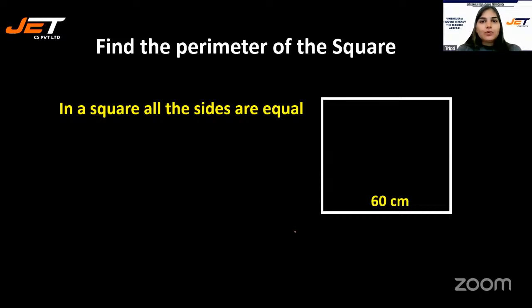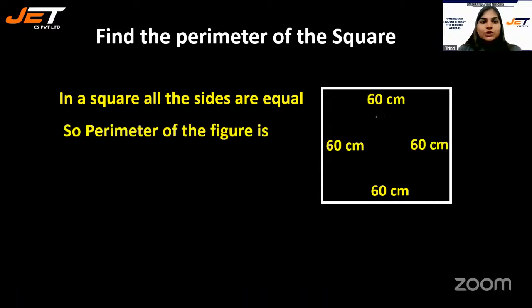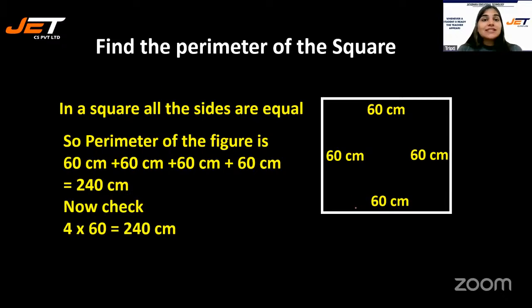Okay, now we'll do the answer. We'll find the answer. 60 plus 60 plus 60 plus 60, which is equal to 240 centimeters. Similarly, if you do 4 times 60, that is also 240 centimeters. Let's go to the next one now.